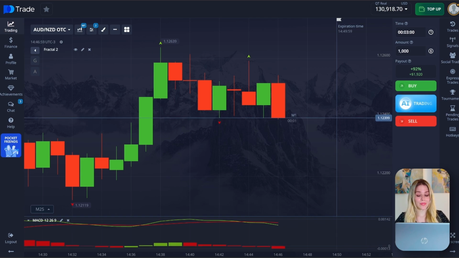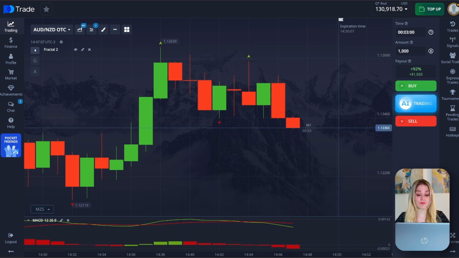I will show you a combination of indicators that help me earn. We use two indicators, fractal and MACD. Fractal is a trend indicator and it shows red or green arrows above or below the candles. And MACD consists of two moving averages and helps to identify possible trades. Let's get started.